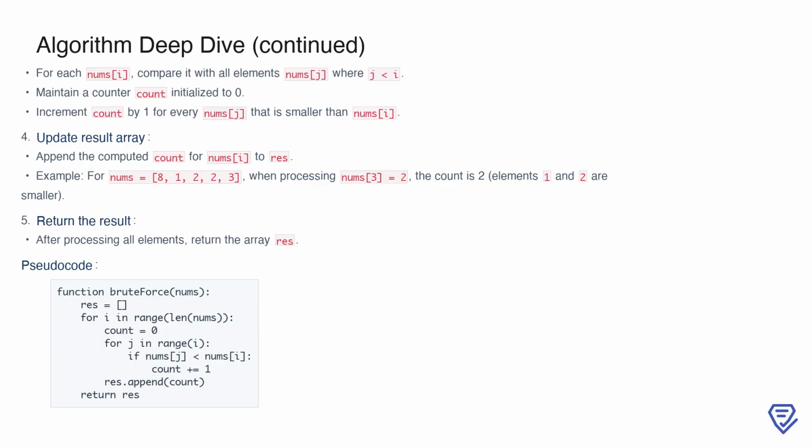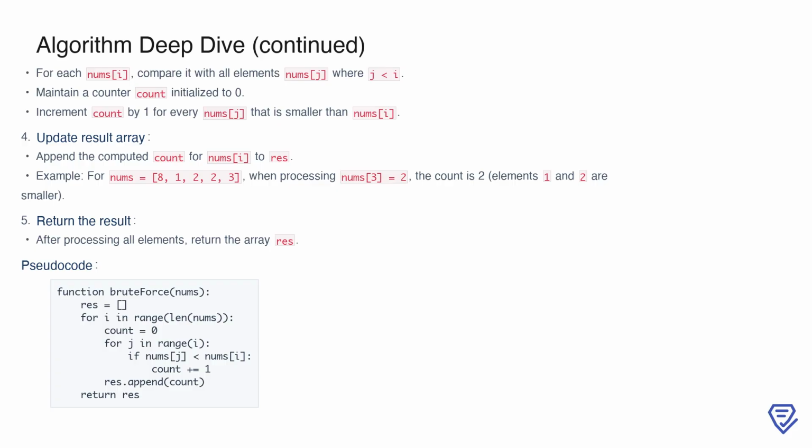For instance, in the array nums = [8, 1, 2, 2, 3], when processing nums[3] = 2, we compare it with the numbers before it: 8, 1, and 2. Here, only 1 and the earlier 2 are smaller, so the count becomes 2, and we append this value to res. Finally, after processing all the numbers, we return the result array.